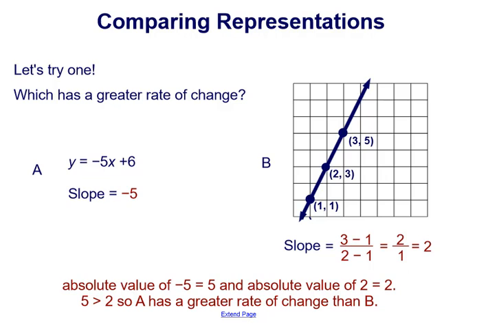We have the slope of A is -5, and the absolute value of -5 is 5. And the slope of B is 2, and the absolute value of 2 equals 2. So comparing the absolute values of the slopes, we have that 5 is greater than 2, so it shows that A has a greater rate of change than B.